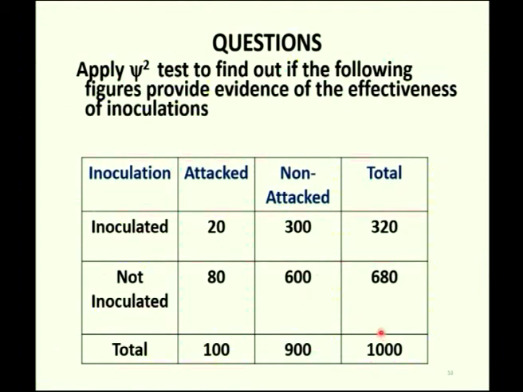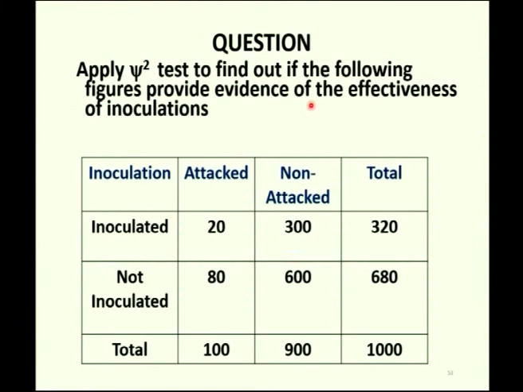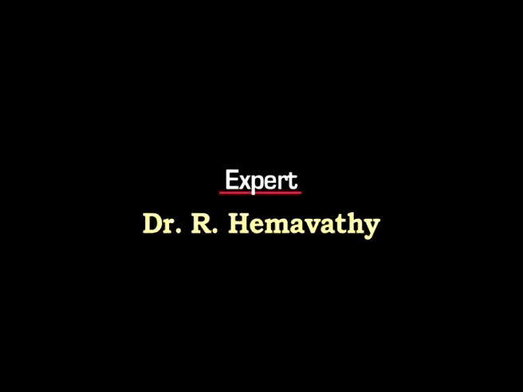Using the chi-square test for independence, you have to verify whether the inoculation of a particular drug is dependent or not dependent against the attacking of a particular disease. Just to see whether there is any evidence of the effectiveness of inoculations. This is a 2x2 table given to you, and using the contingency EI table, calculate the chi-square value and then find out whether inoculation has any effectiveness against attacking by the disease.